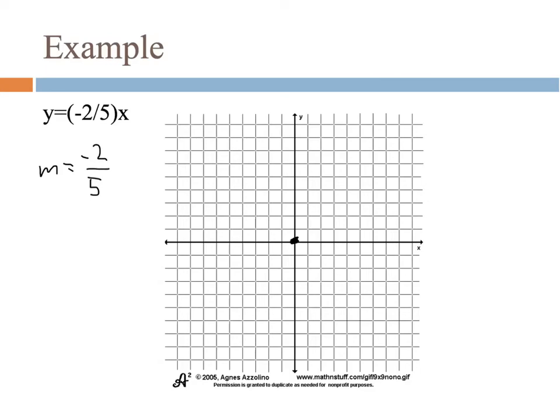So our rise is negative 2 and our run is 5. So since our rise is negative 2, that means we go down 2. 1, 2. And our run is 5, so we go in the positive direction 5. 1, 2, 3, 4, 5. And that's where we plot our point.